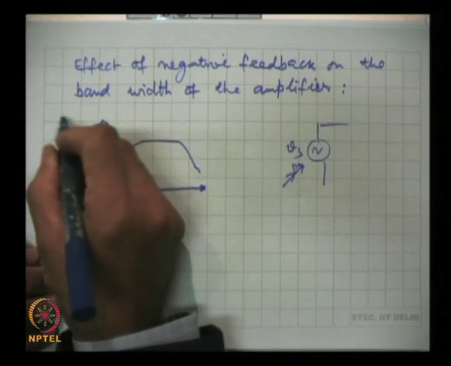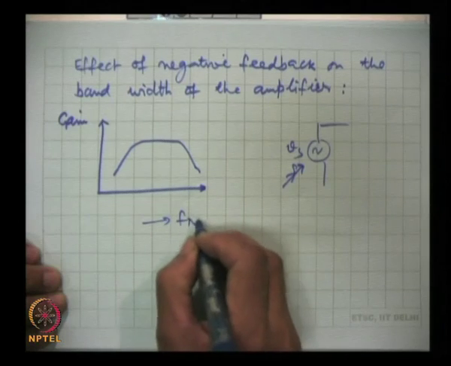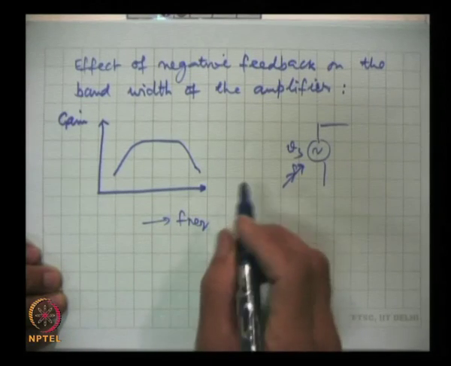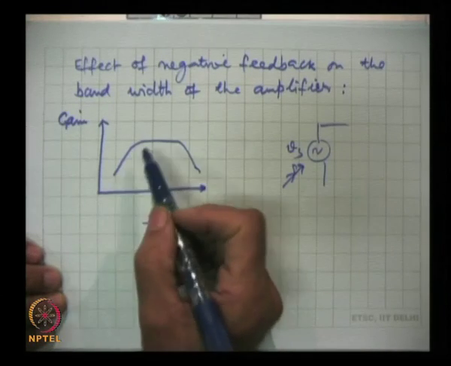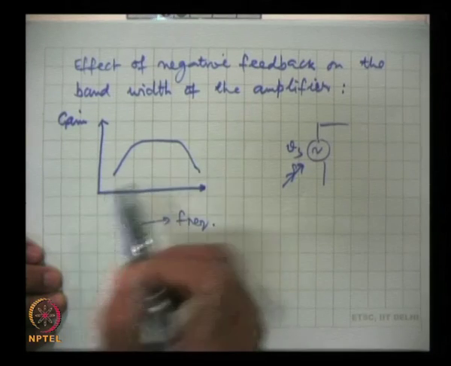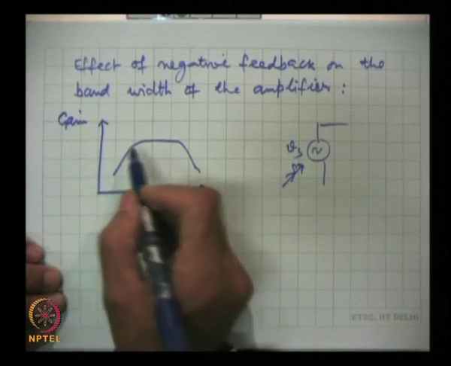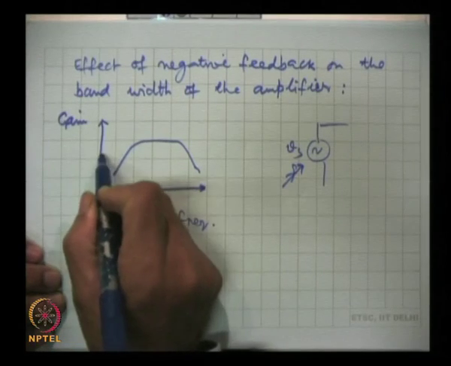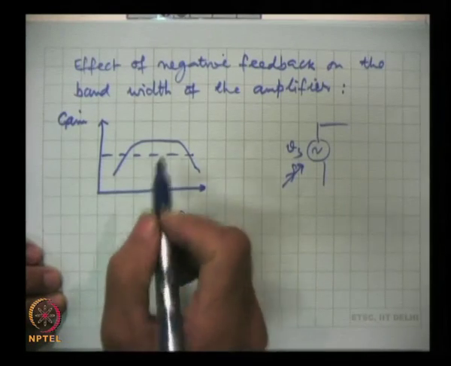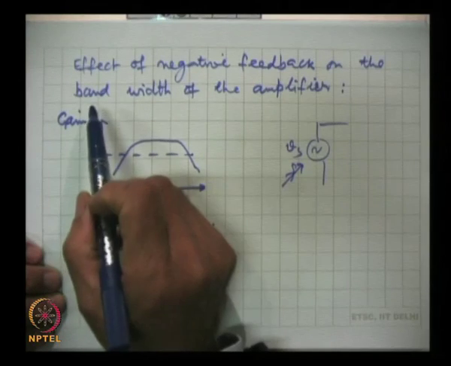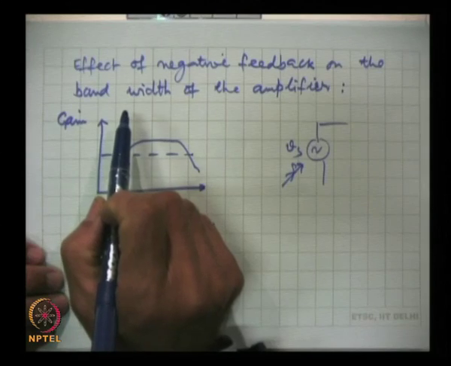Here this is the gain and this is the frequency of input signal, the frequency of the signal to be amplified. Now, we are seeing that this plot can be divided easily into three regions of frequency. I will come to this in greater detail later, but at the moment our objective is to study the impact of negative feedback on the bandwidth.